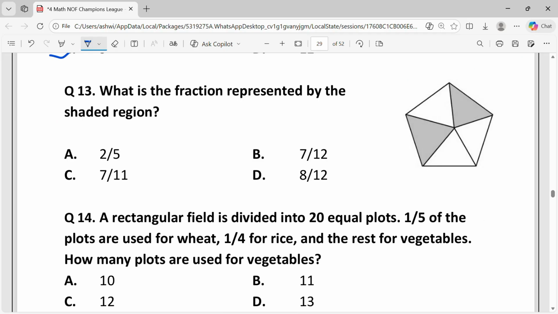Question 13. What is the fraction represented by the shaded region? The denominator is the total number of parts, that is 1, 2, 3, 4, and 5. And the numerator is the shaded part, that is 1 and 2. So the fraction is 2 by 5, that is option A.